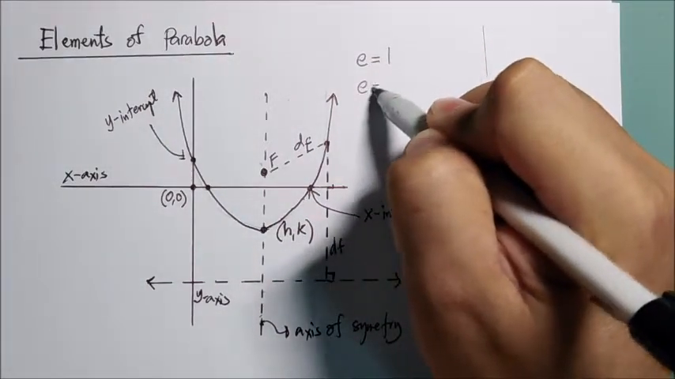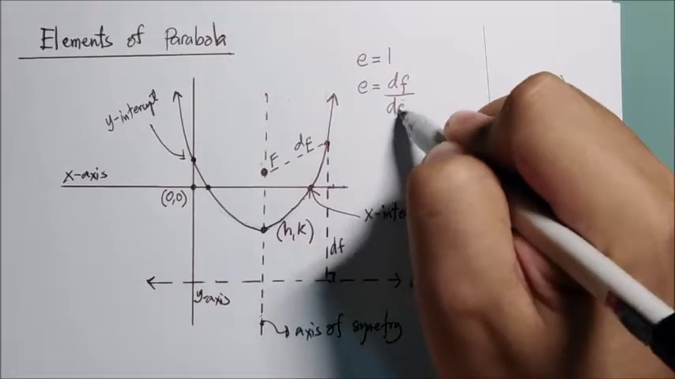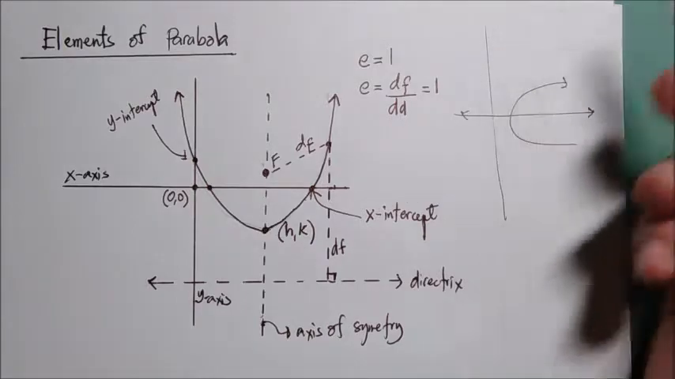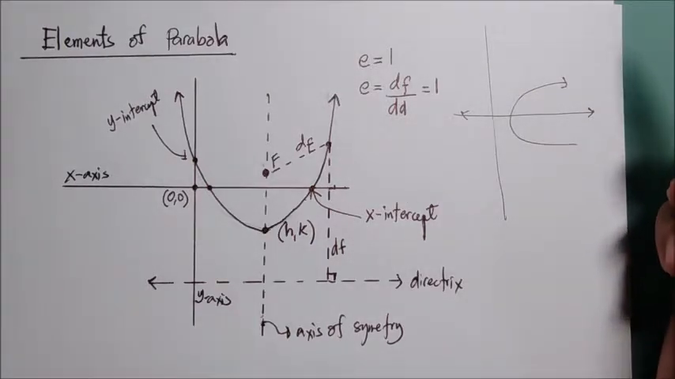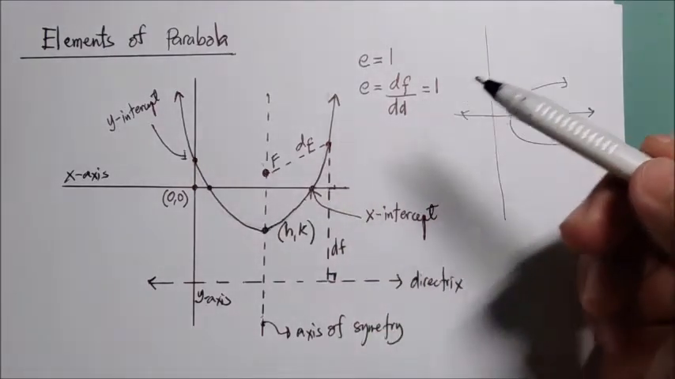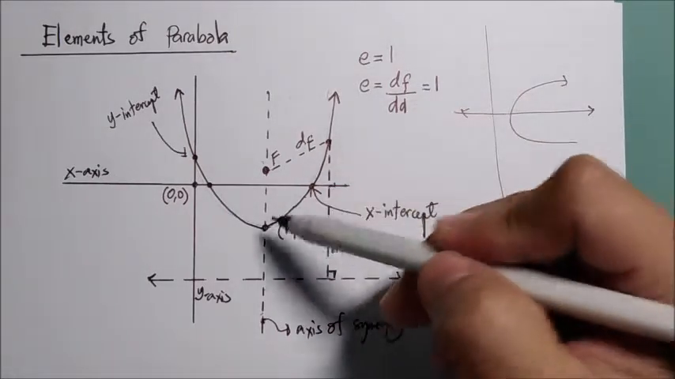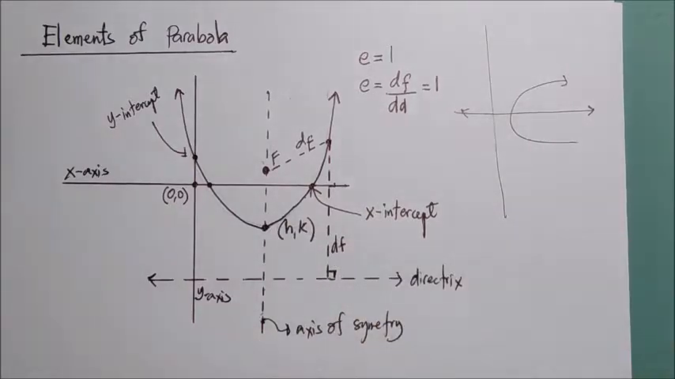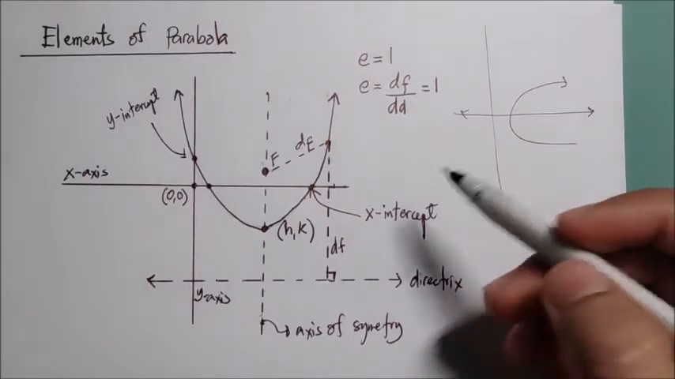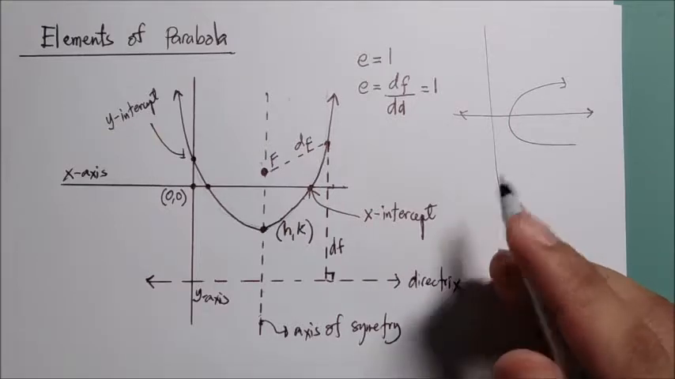Eccentricity means the ratio of the distance of a point to the focus and the distance to the directrix is equal to 1. So for example, 4 divided by 4 is equal to 1. So that is the focus. How can we locate the focus from the vertex, and the directrix from the vertex? Check our next video. I put the link at the end of this video. For now, we will focus only on the elements of the parabola. Next point.